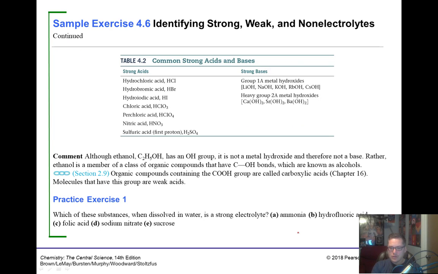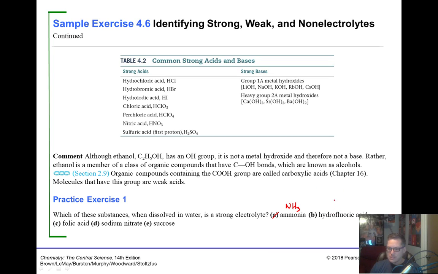So we're going to do a little practice here. We're going to identify whether or not it's a strong electrolyte. So ammonia, well, that's NH3. And so that was a weak base. That was one of the ones we had to have memorized. So this guy would be a weak electrolyte. So I'll just put a line through that saying that it's not a strong electrolyte.